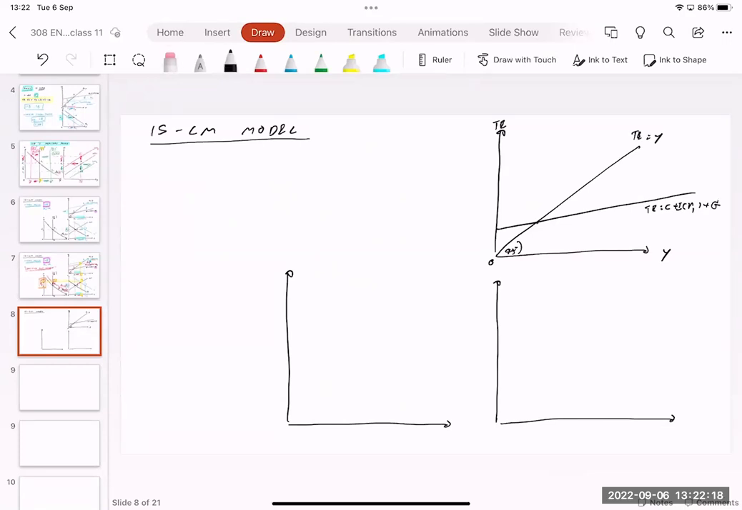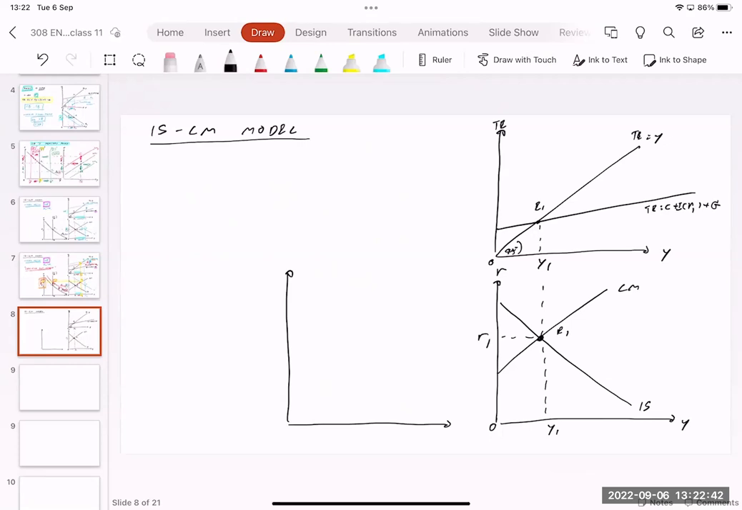Okay, and then I have equilibrium point E1. I have Y1. Link it down. Y1, on the Y axis, and R, the real interest rate. I have the IS curve, I have the LM curve, and I have equilibrium point 1. I have R1. And then I'm going to link it to the left.